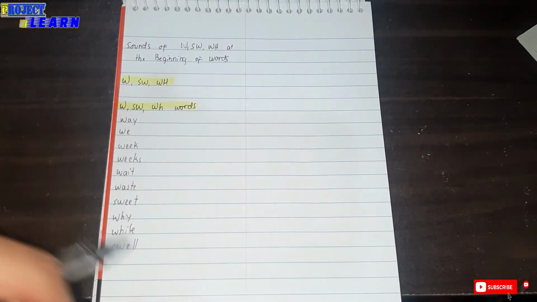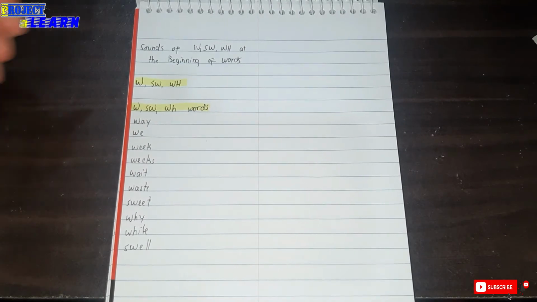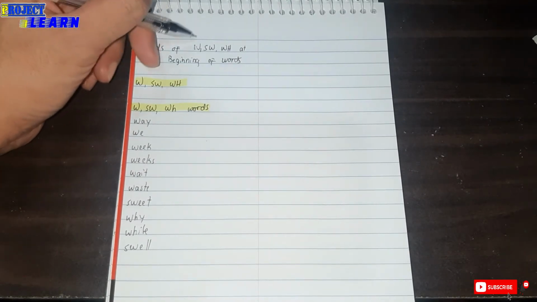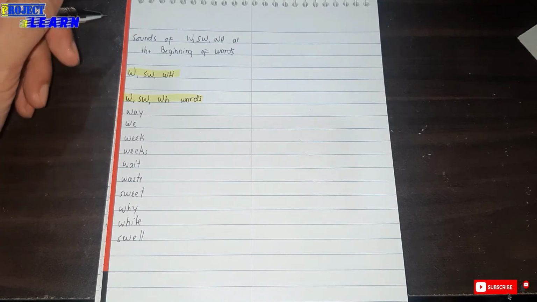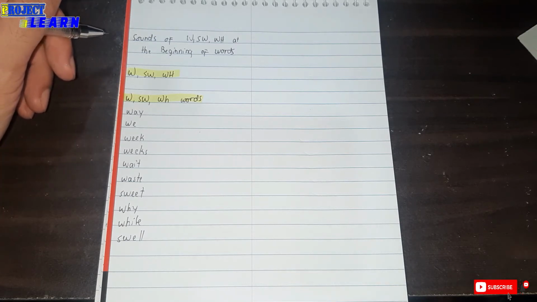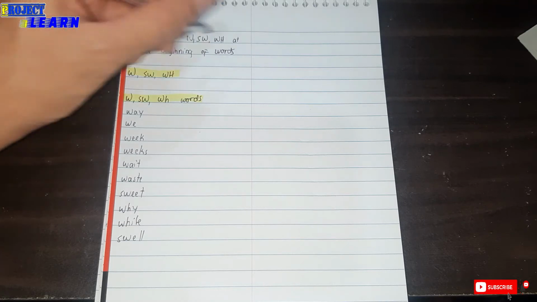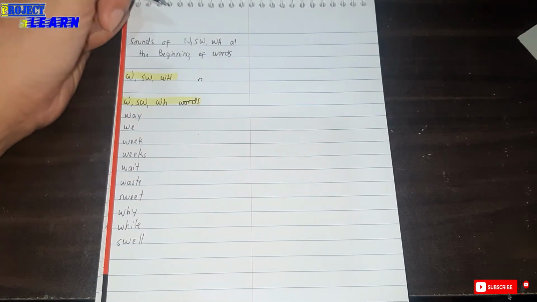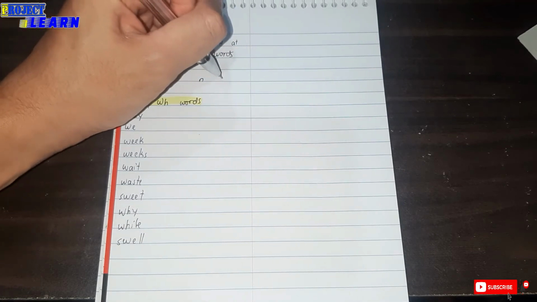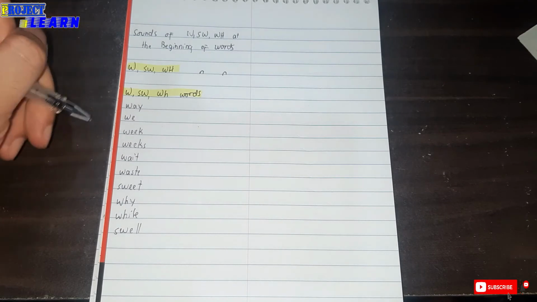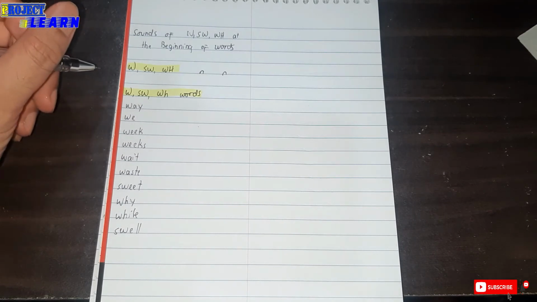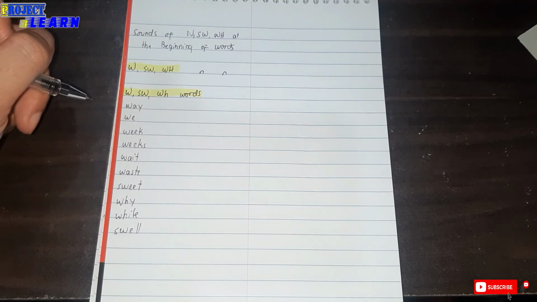Okay. And the last lesson for today is about our shorthand symbol for the sounds of W, SW, and WH. The shorthand symbol that we use for the sound of these letters is the same as the symbol that we use for the U sound. A tiny upward hook. Let's have the example. Way. W-A. Way. As we said, it has the same symbol as the U sound.